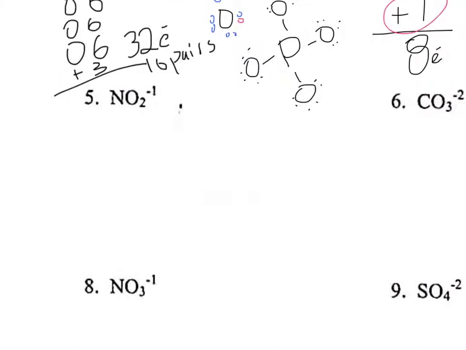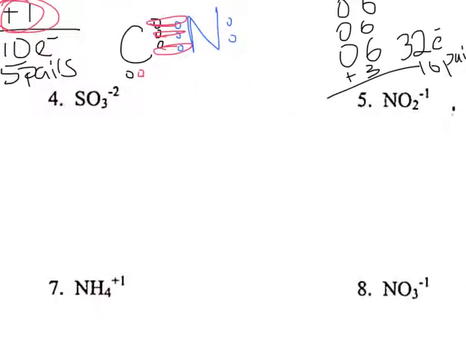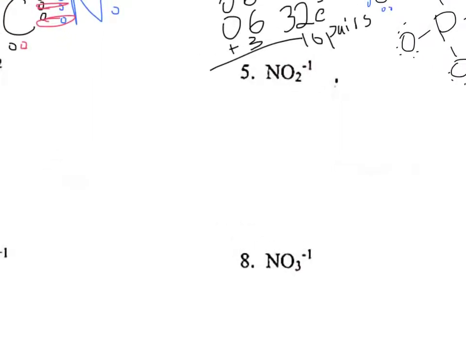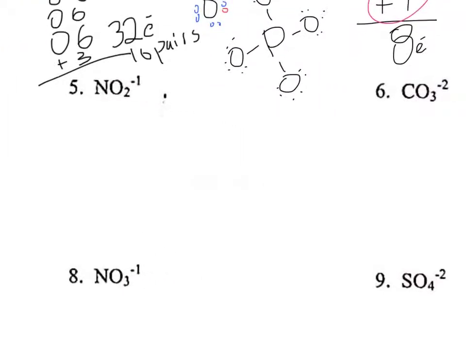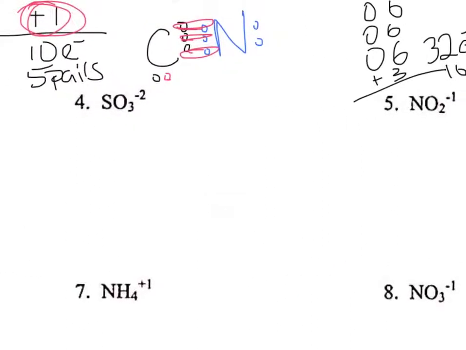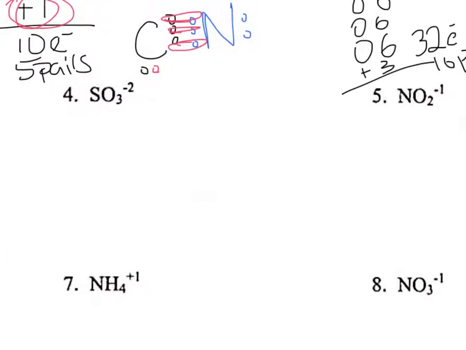Okay, so there's number 6, number 5, number 4. Alright, there are a bunch of these. I'm going to do one more and then let you do the other 5. So number 4 looks like this. SO3, 2-.